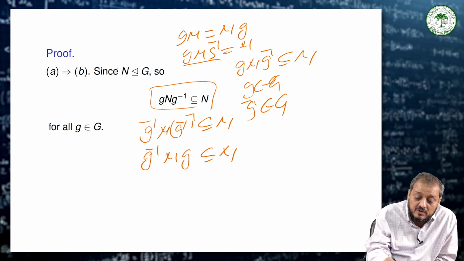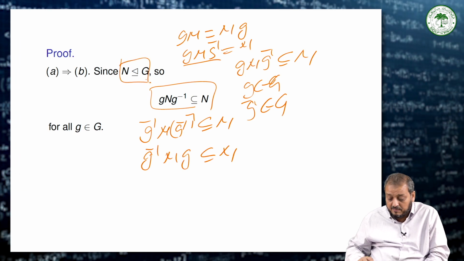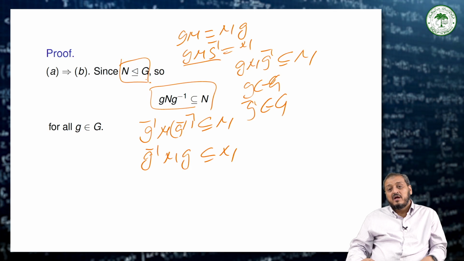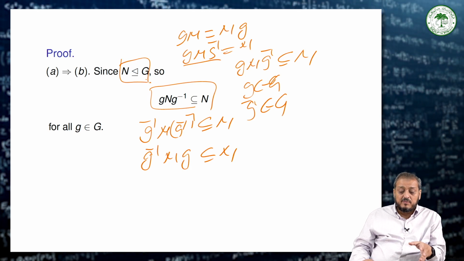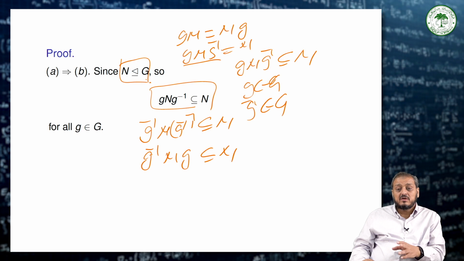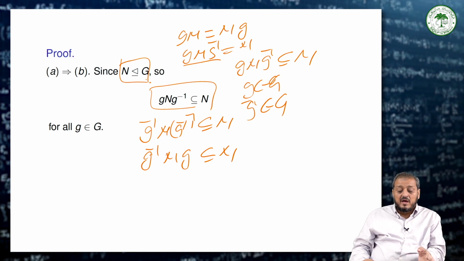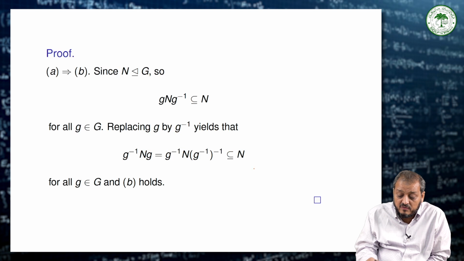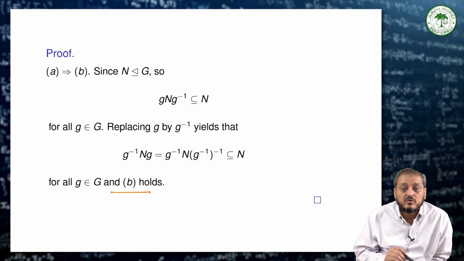That means if N is normal, then by the definition the left coset and right coset coincide, so g n g inverse is contained in N. So from this, B holds.